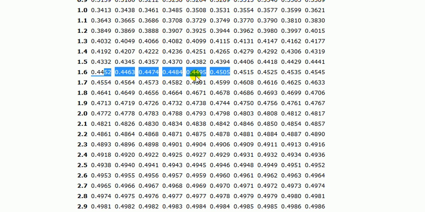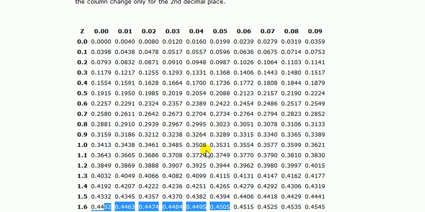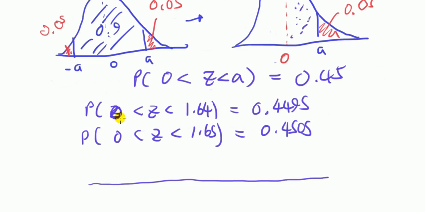Now 0.4495, the percentage point for that is 1.64, and for the other one it'll be 1.65. Let's write that down. Okay, so here I've written it down. The answer we're after is 0.45. It's between here, so we can say also that the answer for a is between 1.64 and 1.65.